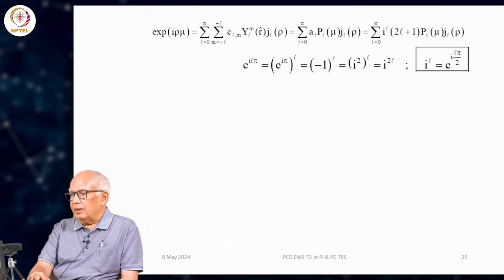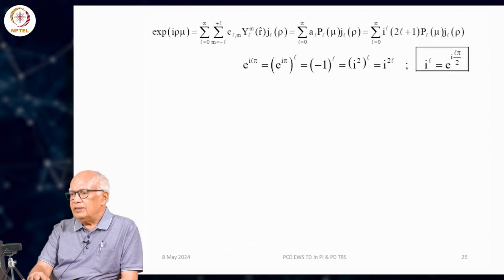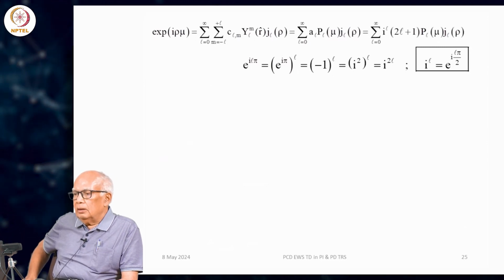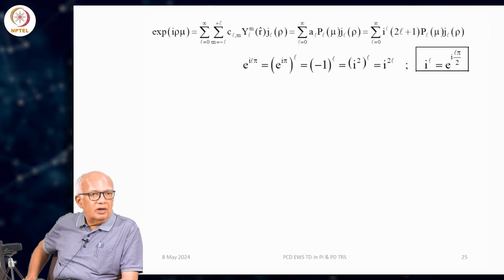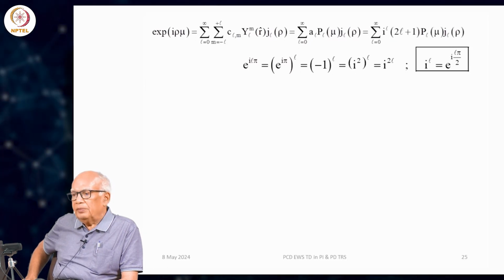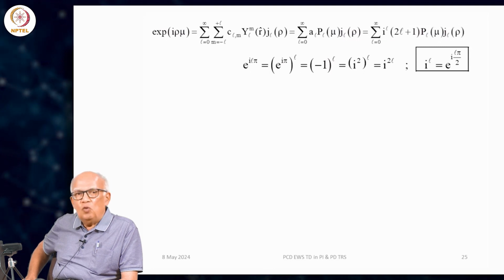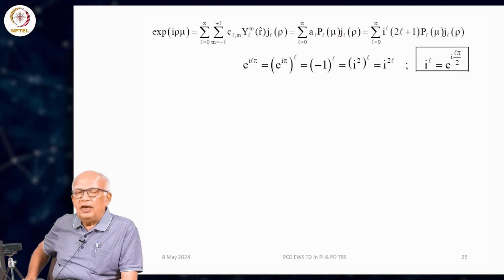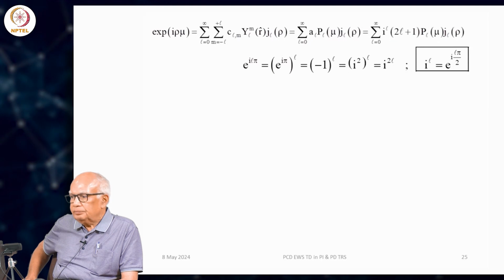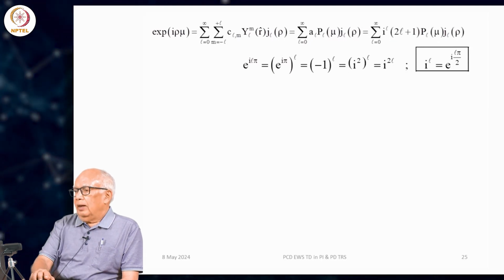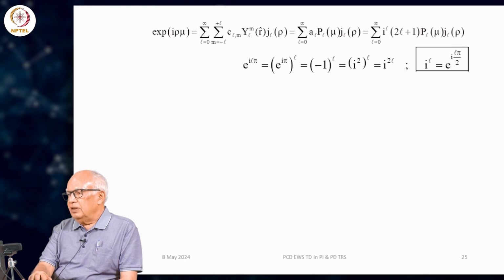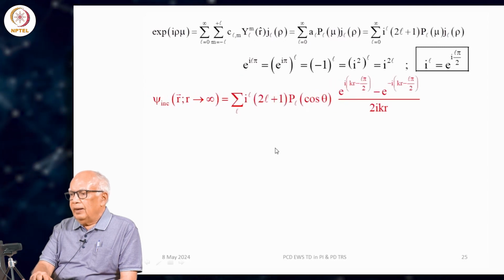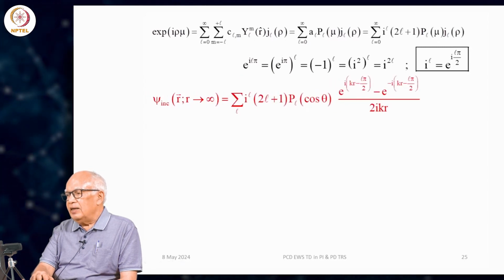So, this is our incoming incident wave e to the i k z, or k dot r. Cosine theta is mu over here, and rho is kr. And it is written in terms of the Legendre polynomials, all the partial waves L going from 0 through infinity. I can write it in any other basis.